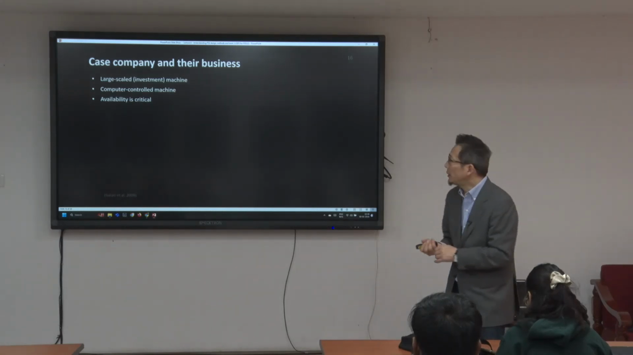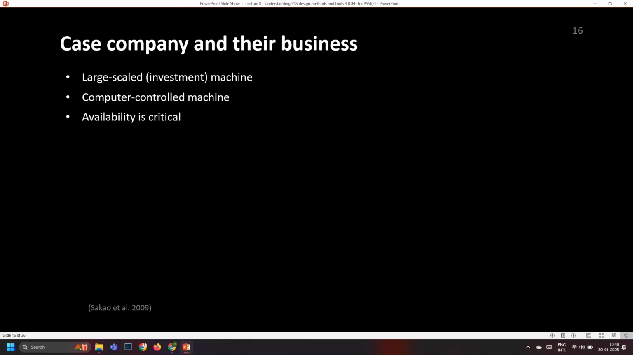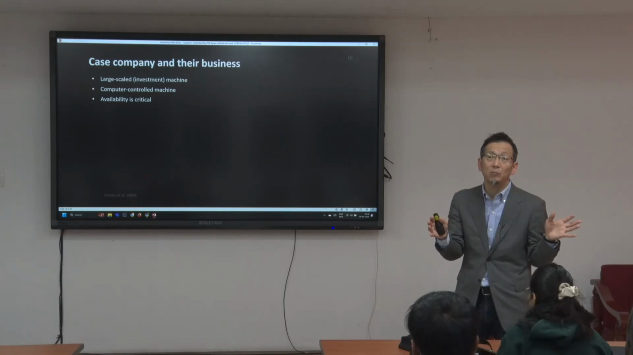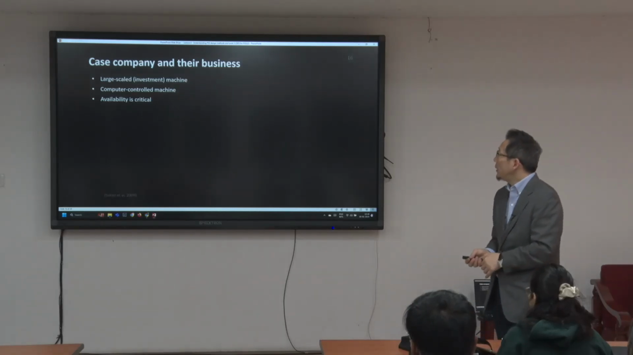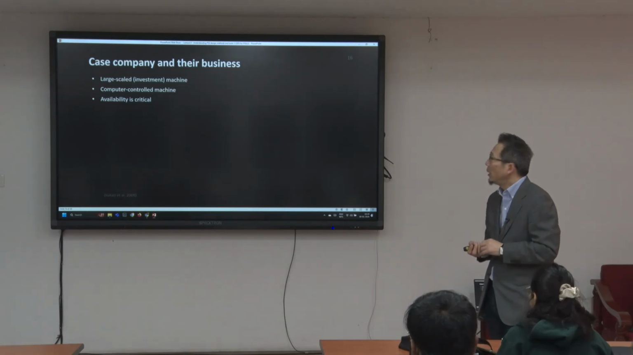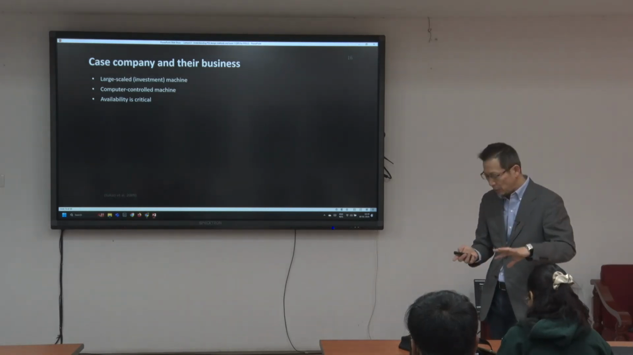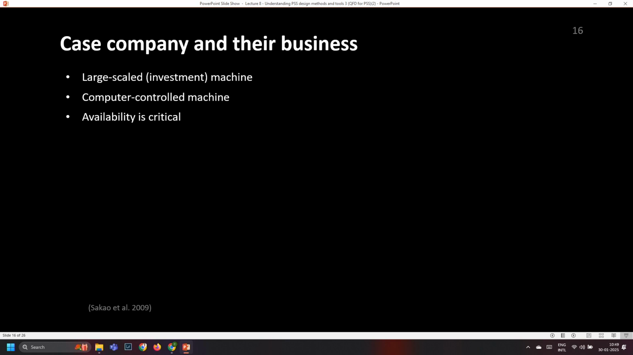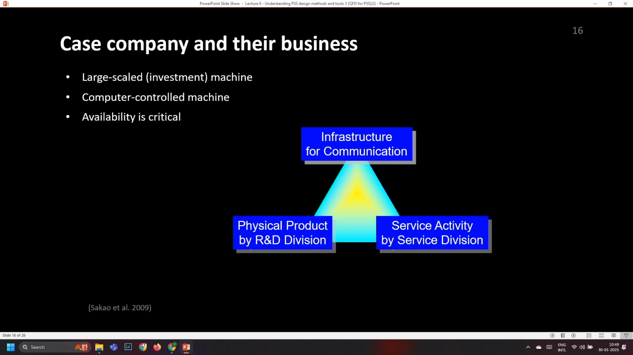So to start with the case, a small background of this company and their business. It's a manufacturer producing rather large-scaled, complex products that need quite a high investment. It's not a cheap one, so the product is rather expensive. And well, typically the machine is computer controlled, and the availability is critical. So this is an important feature for the product.